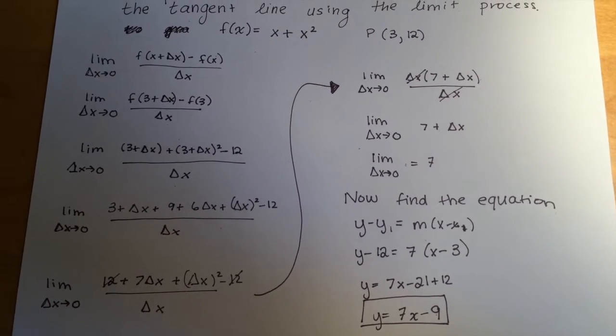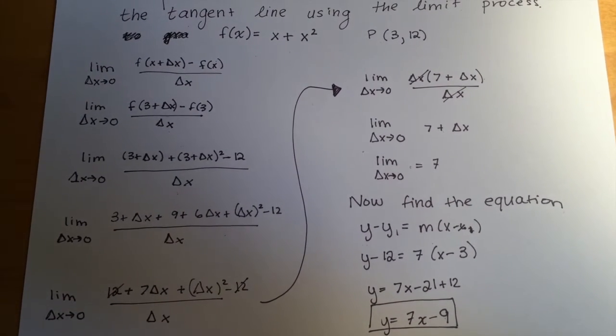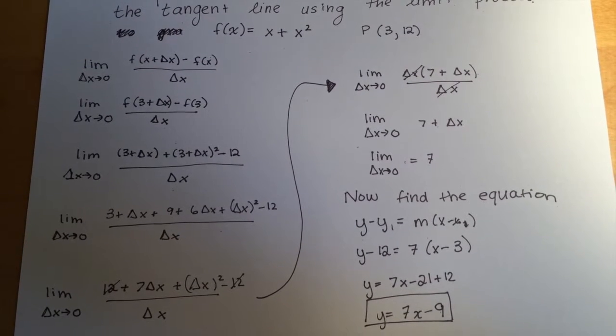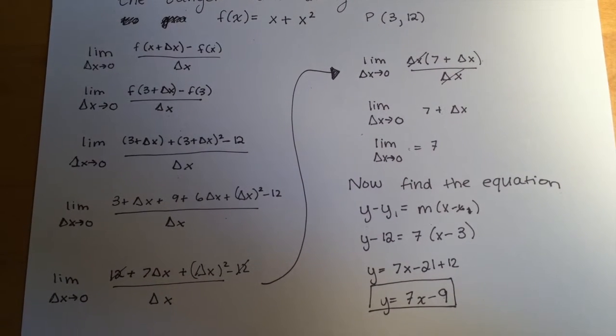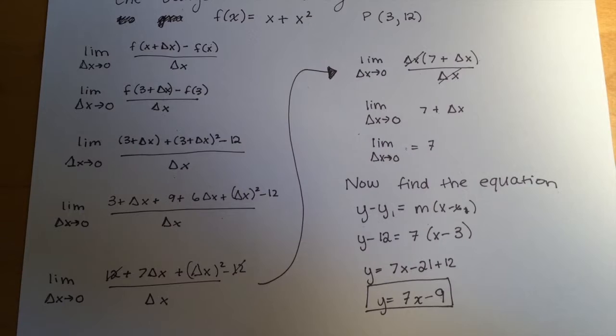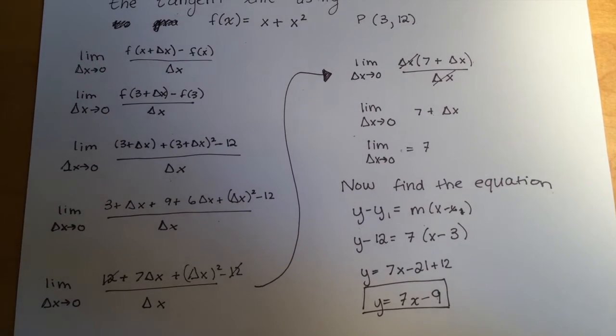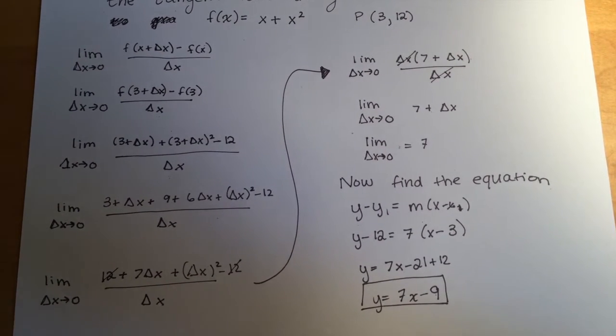Now we can cancel out the delta x because there's one in the numerator and the denominator, and so the limit as delta x goes to 0 is 7 plus delta x. So plugging in delta x as 0, we will get 7.